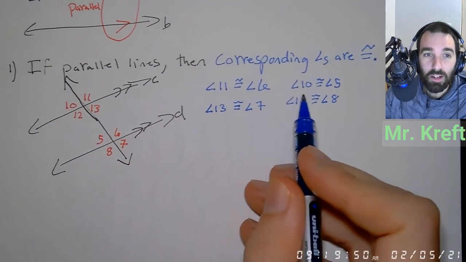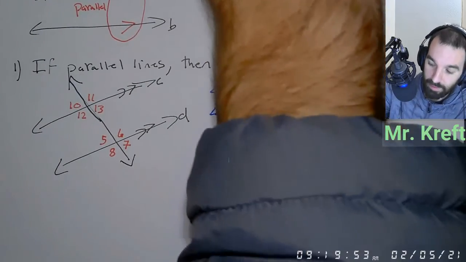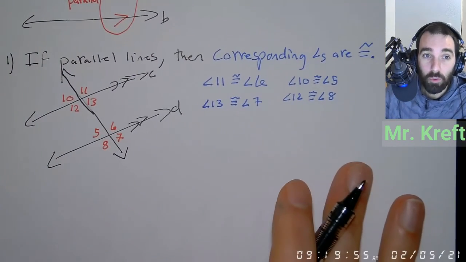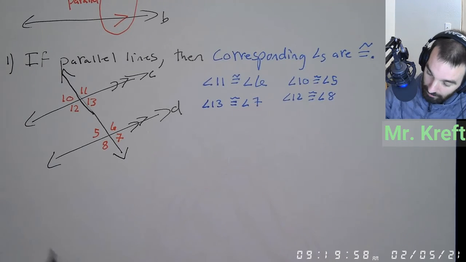So if parallel lines, then corresponding angles are congruent. Okay. And please let me know if I'm going too fast. Hopefully this is a good speed.